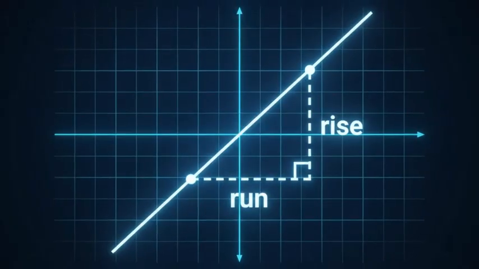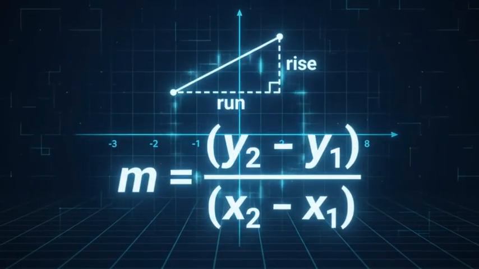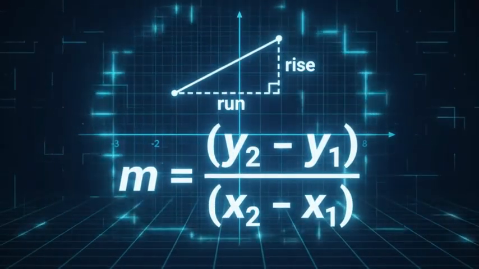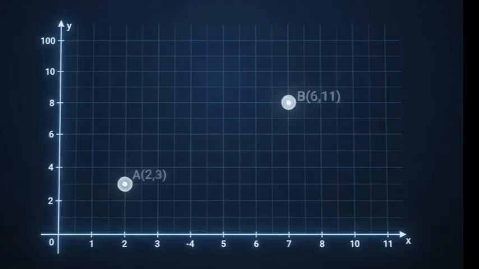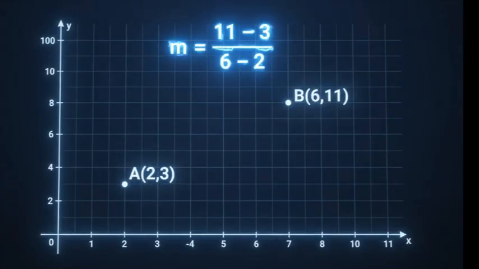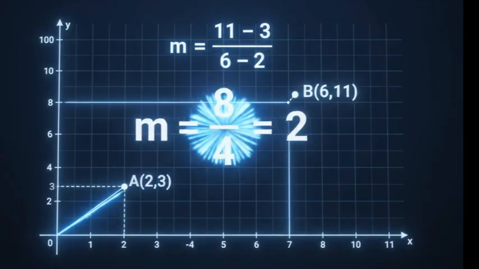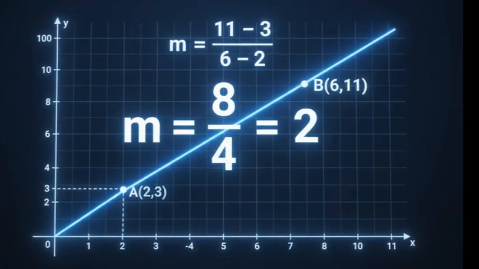The gradient, or slope, measures how steep a line is. It is calculated as the change in y divided by the change in x. For example, if the change in y is 8 and the change in x is 4, the gradient is 2.